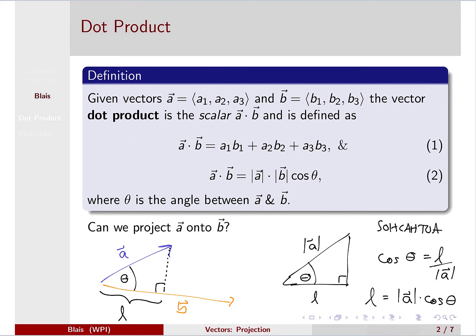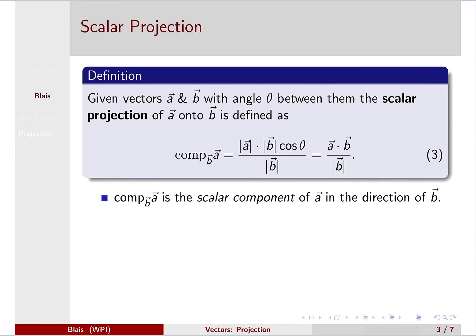Intuitively, a way you can think of this is if you shine a light straight down in a direction parallel to this perpendicular we dropped, it would be the shadow of A on this vector B. And this is what we define to be the scalar projection. So given these same vectors A and B, the scalar projection of A onto B, written in this way, comp sub B of A, we read that as the scalar component of A in the direction of B.